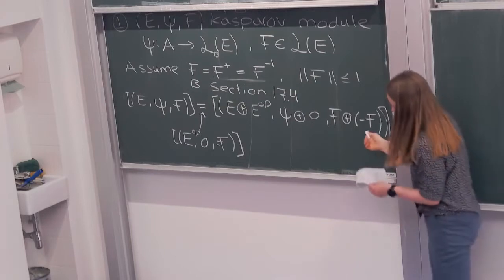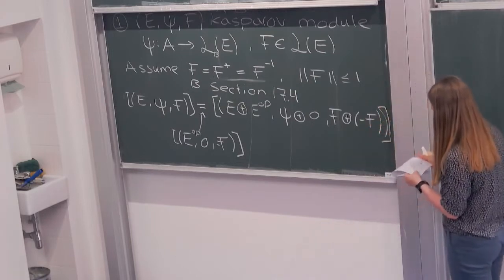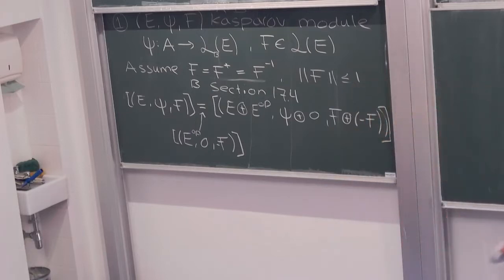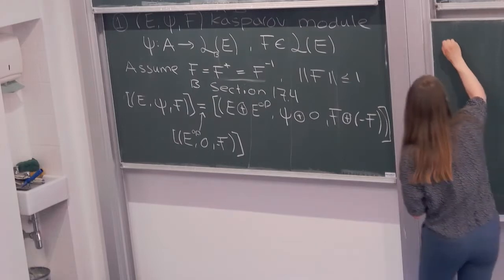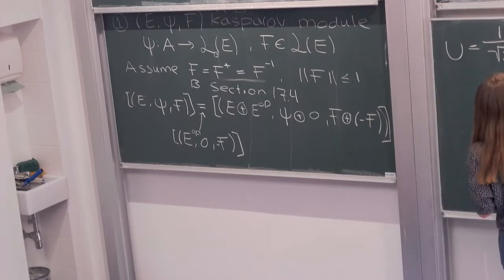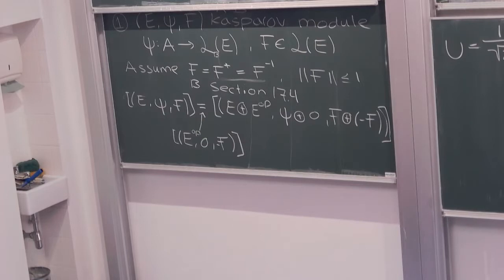Because now I can use some unitary equivalence to change this operator here to a simple one. So if we look at the unitary U given by 1 over the square root of 2 times the matrix with entries 1, minus F star, F, 1, then we get that this operator F, 0, 0, minus F is the same as U star times 0, 1, 1, 0 times U.